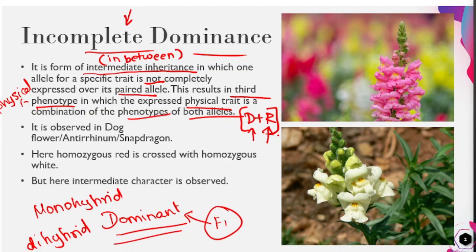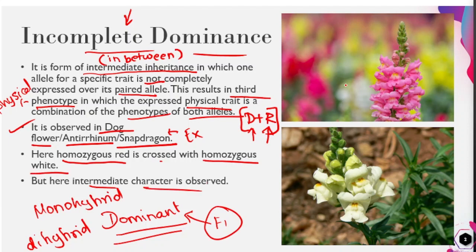When we see an example, you can clearly understand this concept. It is observed in the dog flower, or Antirrhinum, or snapdragon. These are the names of the flower plant where you can observe incomplete dominance. This is the example given in your NCERT textbook. Here we take homozygous red crossed with homozygous white, and the intermediate character is observed.